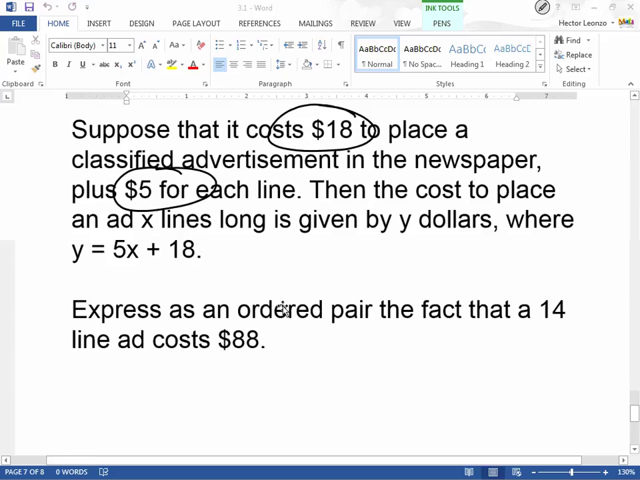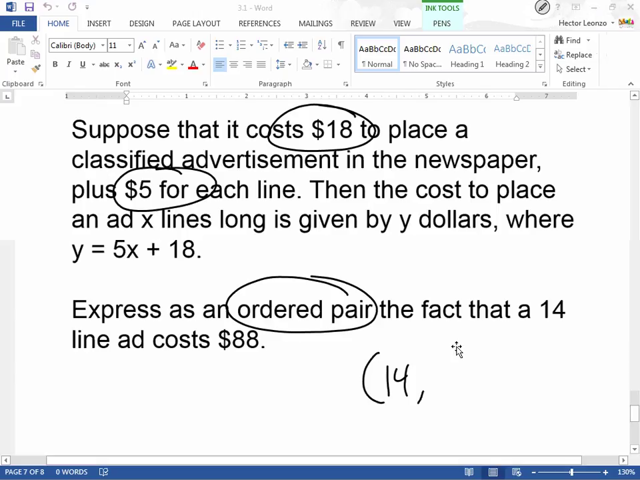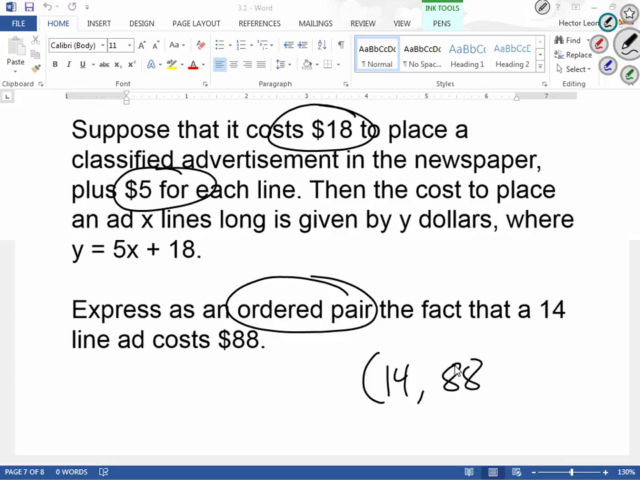Now, express as an ordered pair. Notice that I'm saying ordered pair. So I'm looking at values of X and Y. The fact that a 14-line ad costs $88. Remember, see how the line is represented with X? So I'm just going to say 14, because that's the X value. And then 88, that's the Y value. And that's all I have to do.